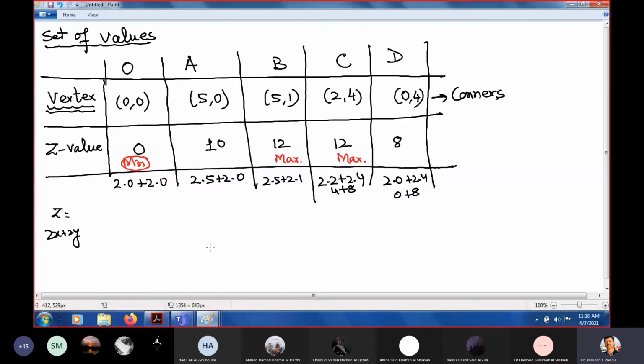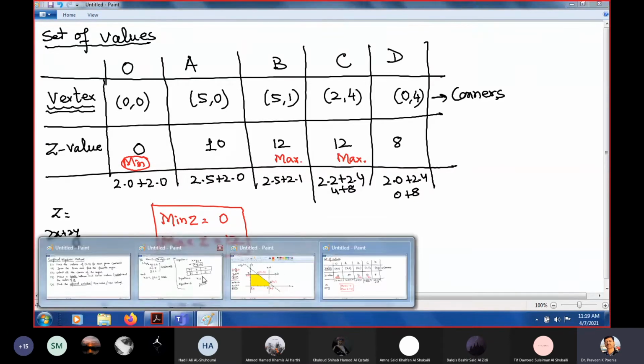But we are not concerned whether the maximum value exists at 2 points or 3 points. So if you want to calculate the minimum value of Z, it is 0. What is the maximum value of Z? It is 12. So dear friends, this is the graphical algebraic method.